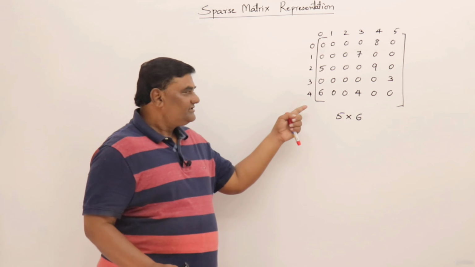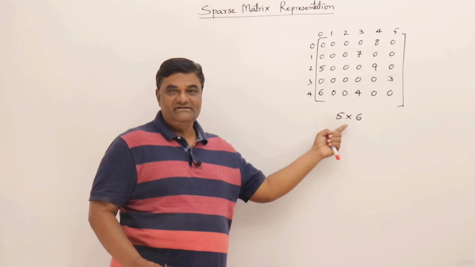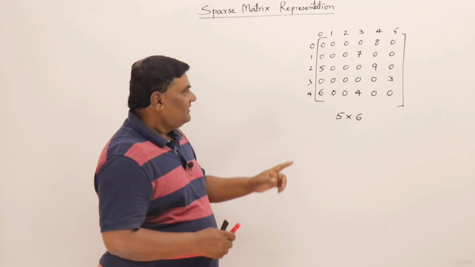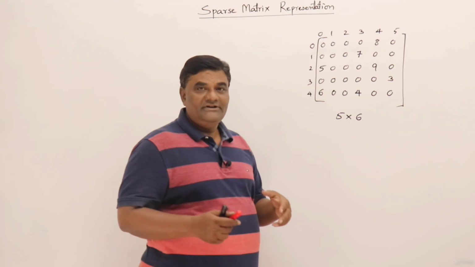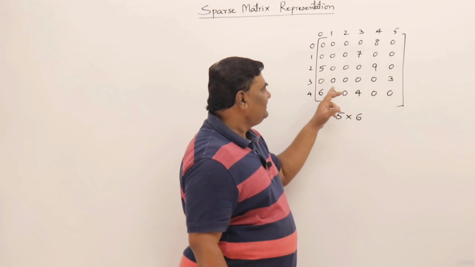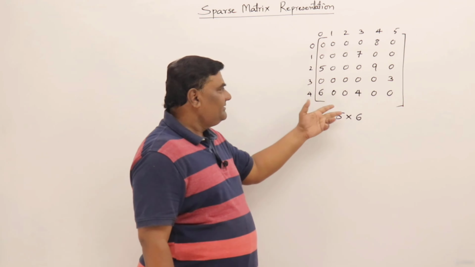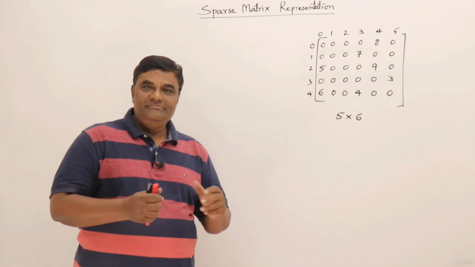I have an example of a sparse matrix of size 5 cross 6, that is 5 rows and 6 columns. A lot of elements are zeros, only few elements are non-zeros: 8, 7, 5, 9, 3 and 6 and 4. Just 7 elements are non-zero. Now how to represent this?